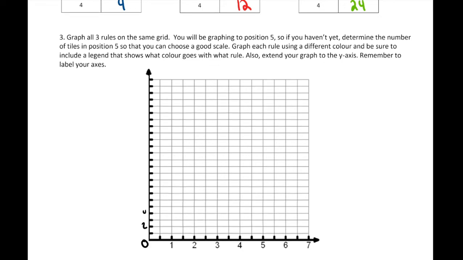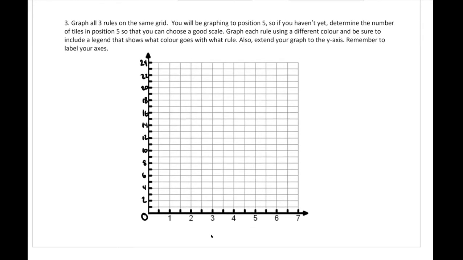I'm just going to label by 2's, even though every line represents 1, just to save space, so it's not too crowded. So it looks still relatively neat. Now that I have my graph, I could label each axis. So position number, number of tiles. And now I'm going to go through and graph.